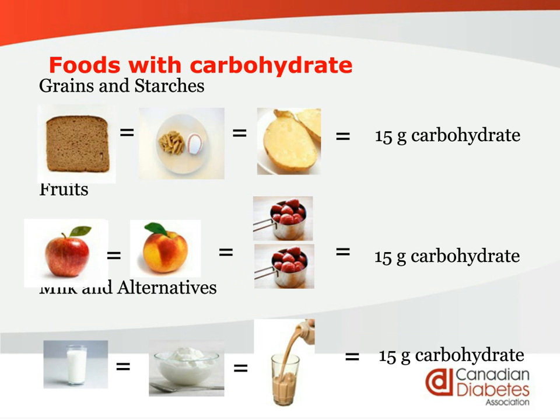So essentially, this is sort of an exchange system, because the bread equals the serving of the pasta equals the potato, equals the fruit, equals the milk. So we can exchange these at our meals and still know we're getting our 15 grams of carbohydrates.